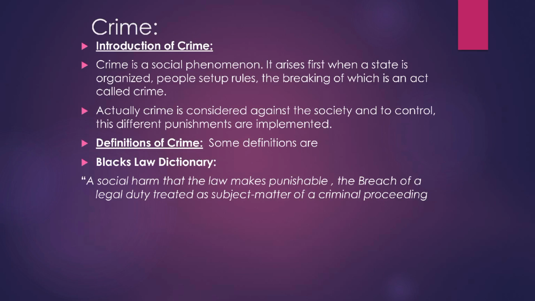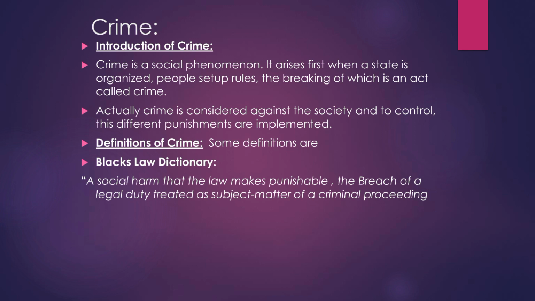Crime. Introduction of crime: crime is a social phenomenon. It arises first when a state is organized, people set up rules, the breaking of which is an act called crime. Actually, crime is considered against the society, and to control this, different punishments are implemented.